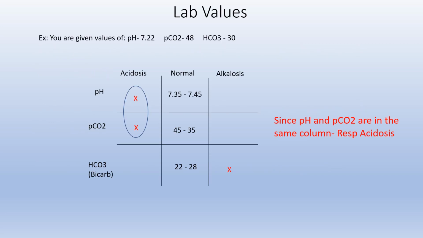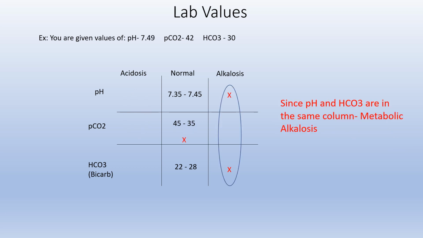So this is the one we just went through. We have the 7.22, which is acidotic, carbon dioxide of 48. They're both in the same column, so that means it's respiratory. These are in the acidosis column, so this is going to be respiratory acidosis. How hard is that, huh?